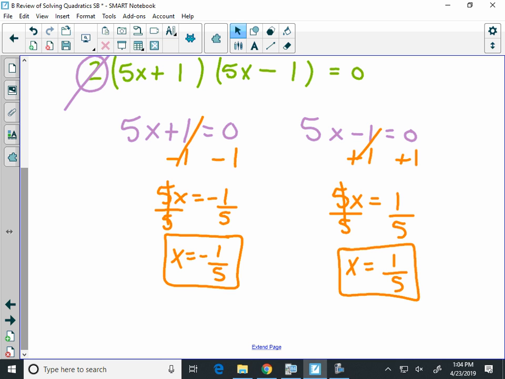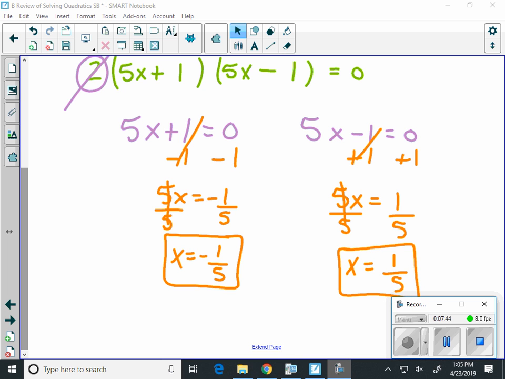There you go. Now, go ahead and try those 3 problems on your own. And when you get done with those 3 problems, try the quadratic formula on the back.